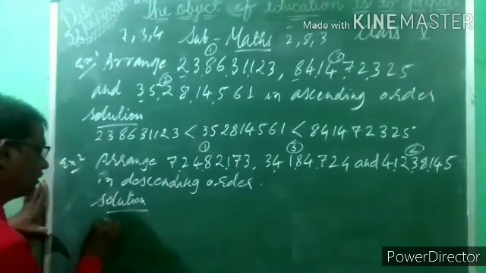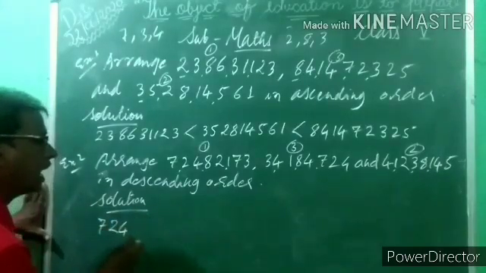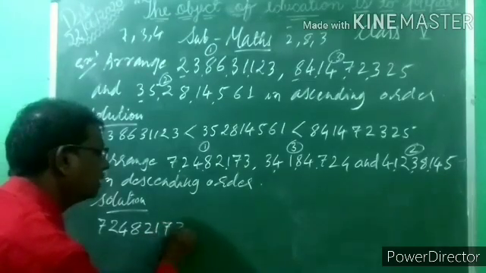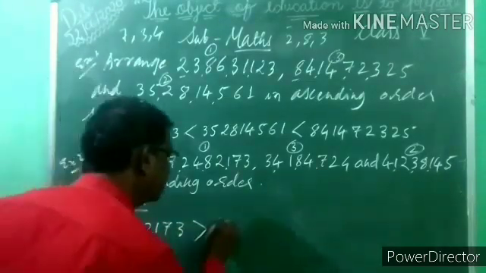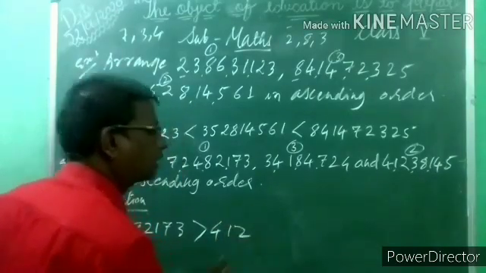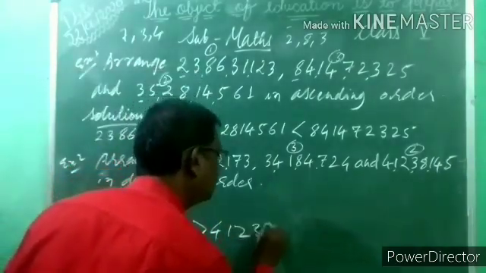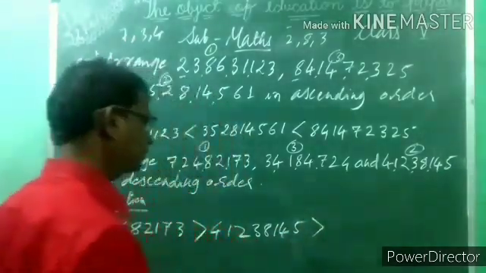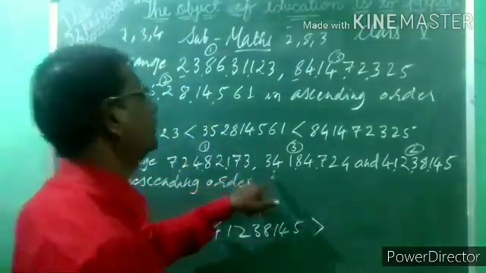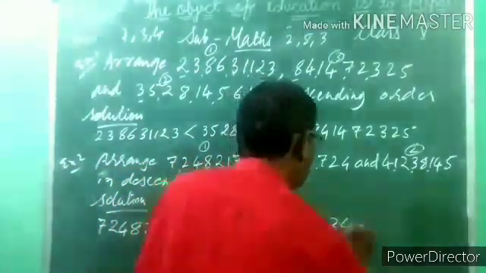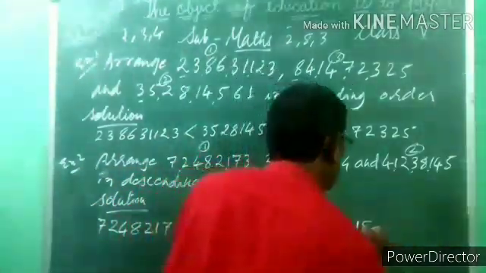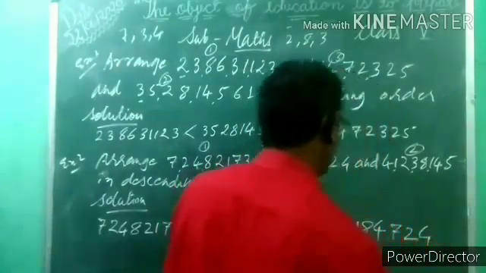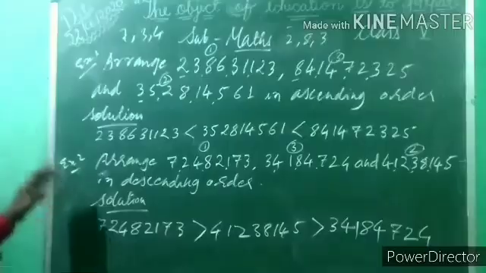So the right answer: 7 crore 24 lakh 82,173 is greater than 4 crore 12 lakh 38,145, and this number is greater than which number? 3 crore 41 lakh 84,724. So understood this one?